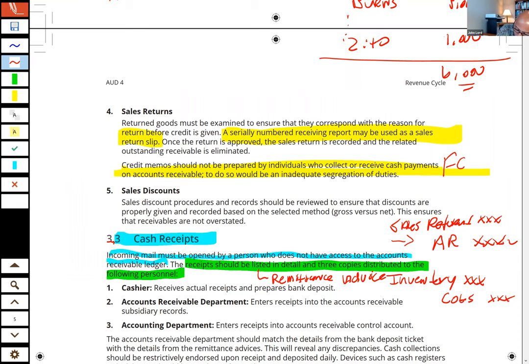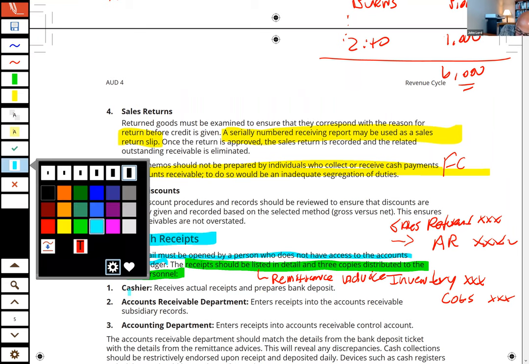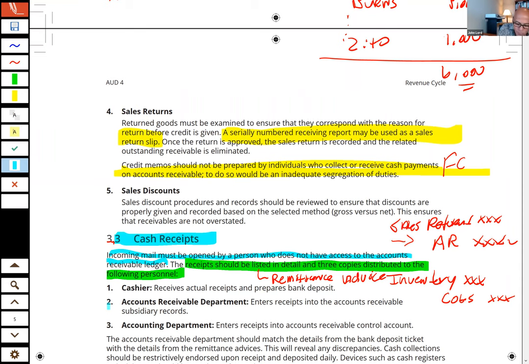Now the cashier takes the actual receipts. They probably open those. Sometimes you'll have a separate mail room. It really depends on the size of the entity. If it's an entity that's receiving a lot of mail, then you probably have a separate mail room that will sort out those that contain payments and whatnot.